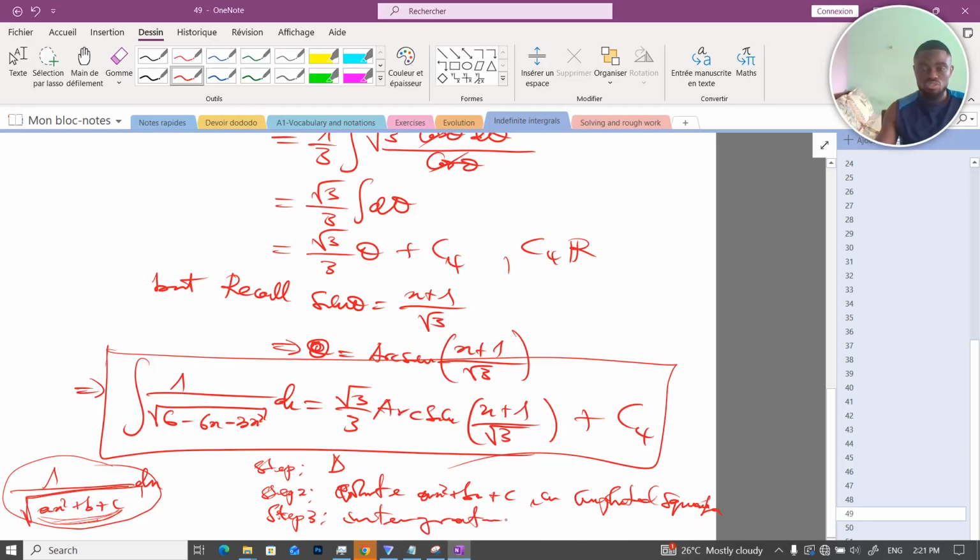Let me also emphasize something. Let's say you were asked to integrate 1 all over the square root of x plus 1 into x plus 2. How are you going to integrate this? Put a pause and try to integrate this. It's very simple. I hope you tried it.